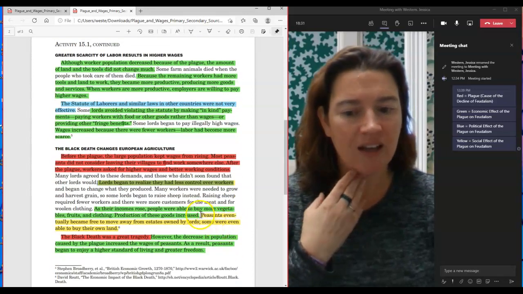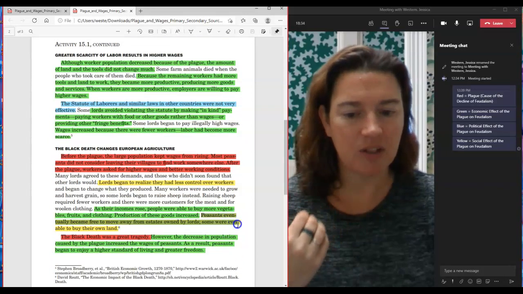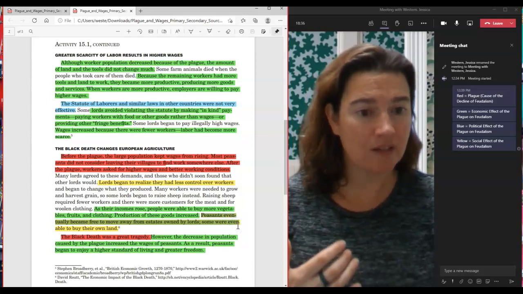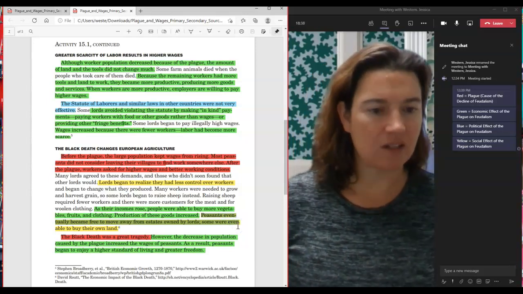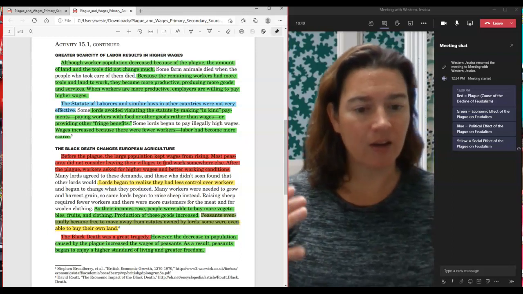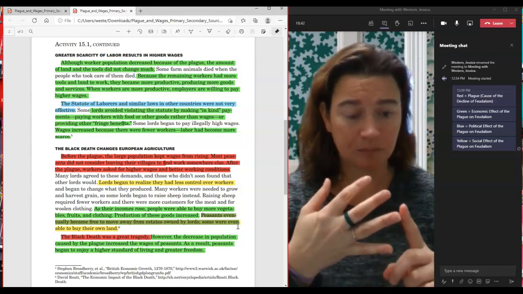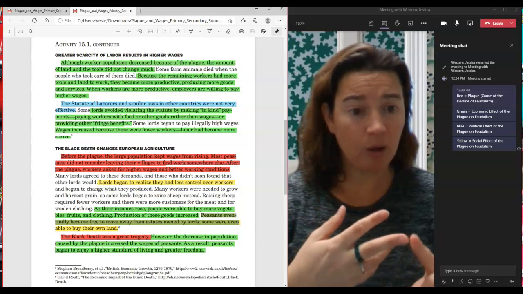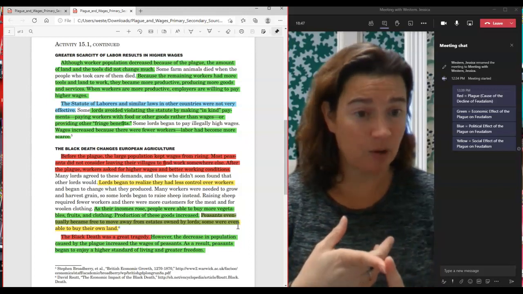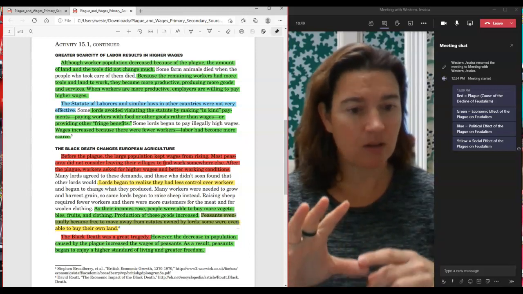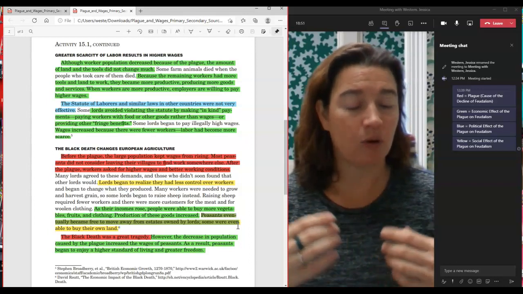And the workers start to realize, you know what, these lords, they can't tell me what to do anymore. I can make choices now for myself that under the feudal system, I couldn't make. I can now choose where I want to live, where I want to work, who I want to work for, what type of work I want to do, and how much money I'm willing to accept for my work.